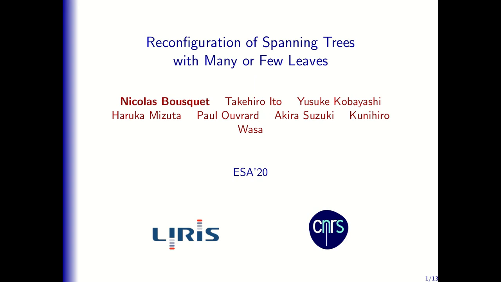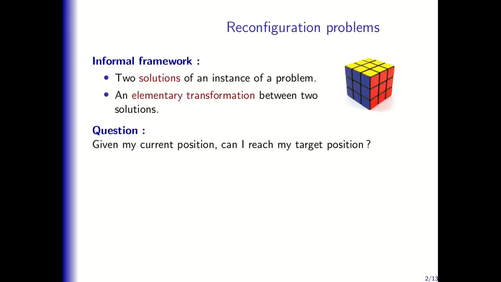So before explaining exactly the problem, let us first start by explaining what is reconfiguration. Basically, in reconfiguration you are given two solutions of an instance of a problem and an elementary transformation between any pair of solutions. And you want to determine if it is possible, given my current position, to reach the target one.